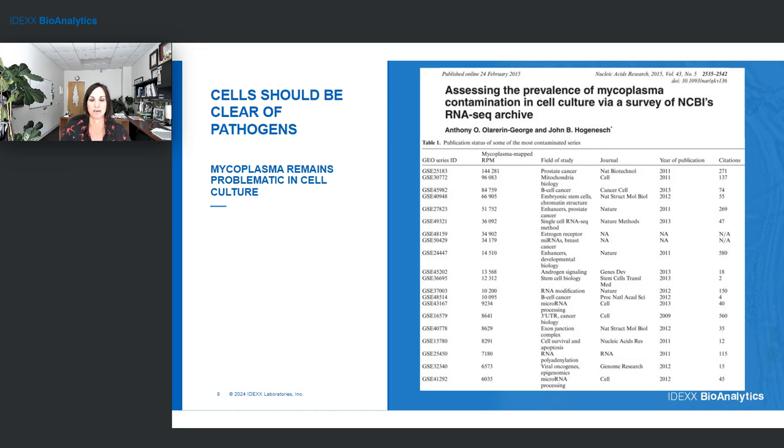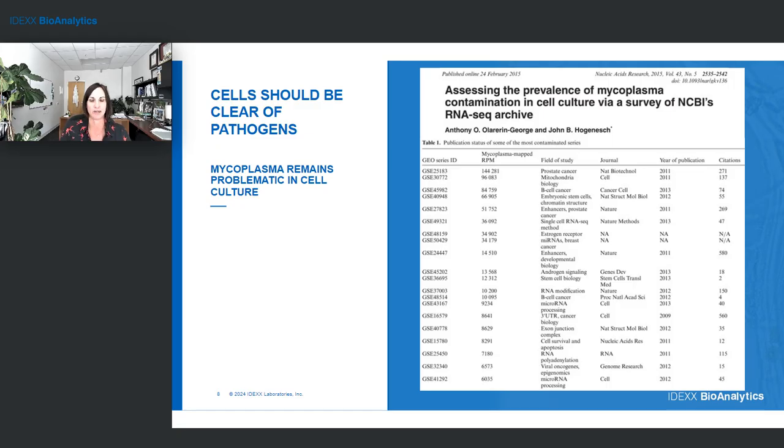And then to complete any discussion on pathogen testing, it's important to talk about mycoplasma and remember that mycoplasma remains to be very problematic in cell culture. And it's one of the most frequent positive tests that we find. And I'm bringing up this 2015 publication here where this lab found mycoplasma in their samples. So they wanted to look and see how often has this been happening.